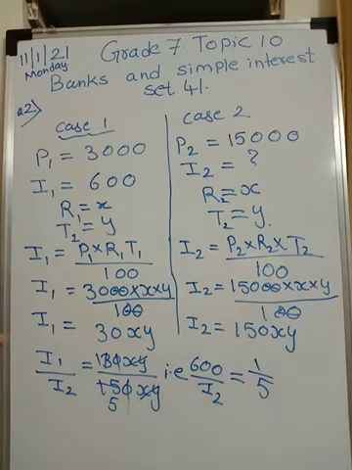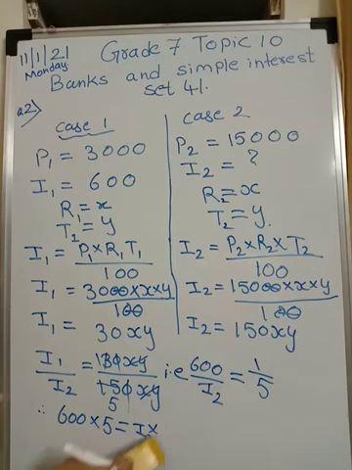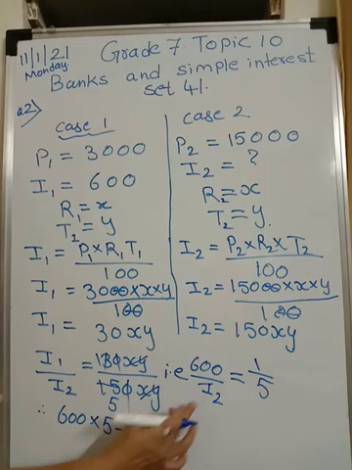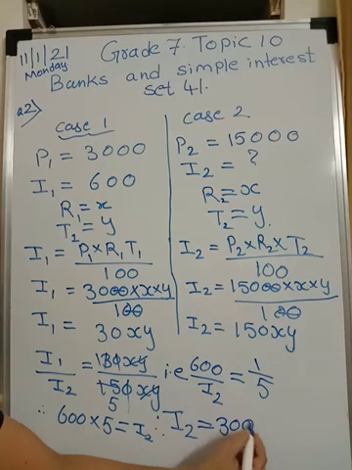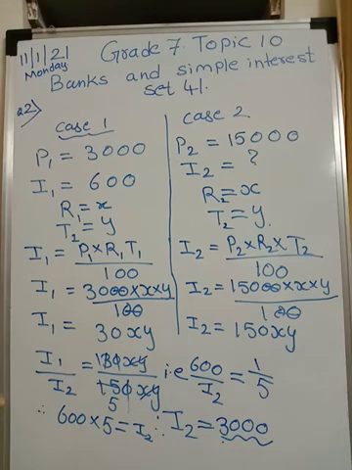Okay. Now, therefore, I want I2. So I am cross multiplying. So it will be 600 into 5 will be equal to I2 into 1. I2 into 1 means only I2. And therefore, interest will be equal to 6 5s are 30 and these 2 zeros. So 30 and 2 zeros. So that will be equal to 3,000 rupees.